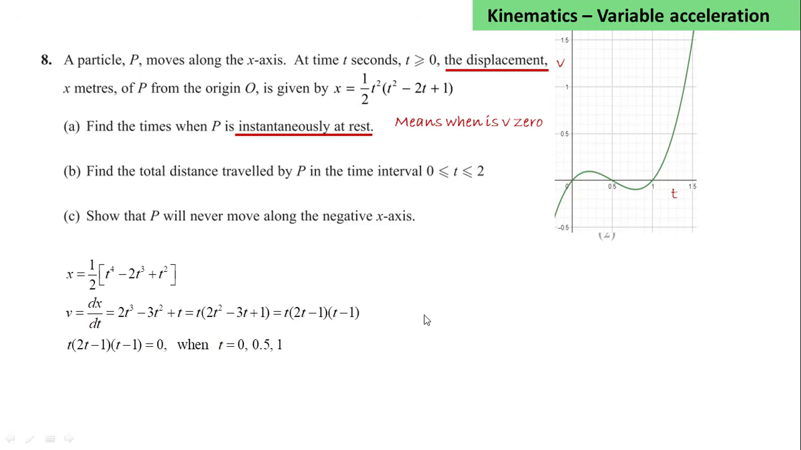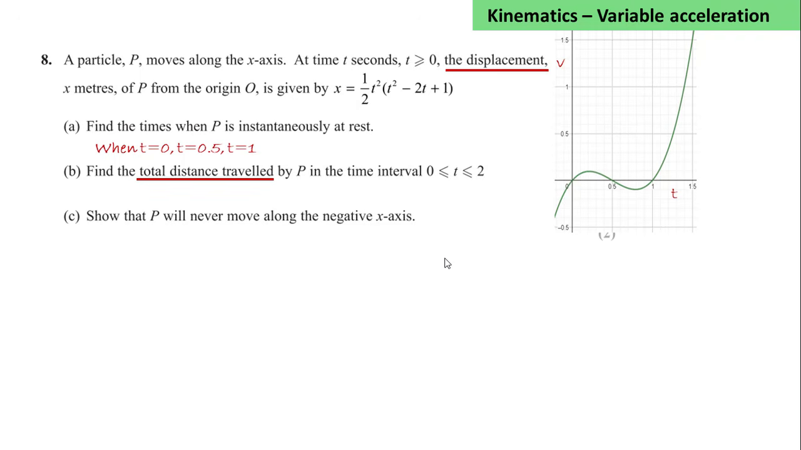Let's just draw a velocity time graph. We can see it will be a cubic. It crosses the t-axis where t equals 0, 0.5 and 1. So what happens here, between 0 and 0.5 seconds, the velocity is positive, so it's moving away from the origin in the positive direction. Between 0.5 and 1 seconds, the velocity is negative, so it's actually moving back towards the origin. And then when t equals 1, the velocity becomes positive again, so it moves back away from the origin.